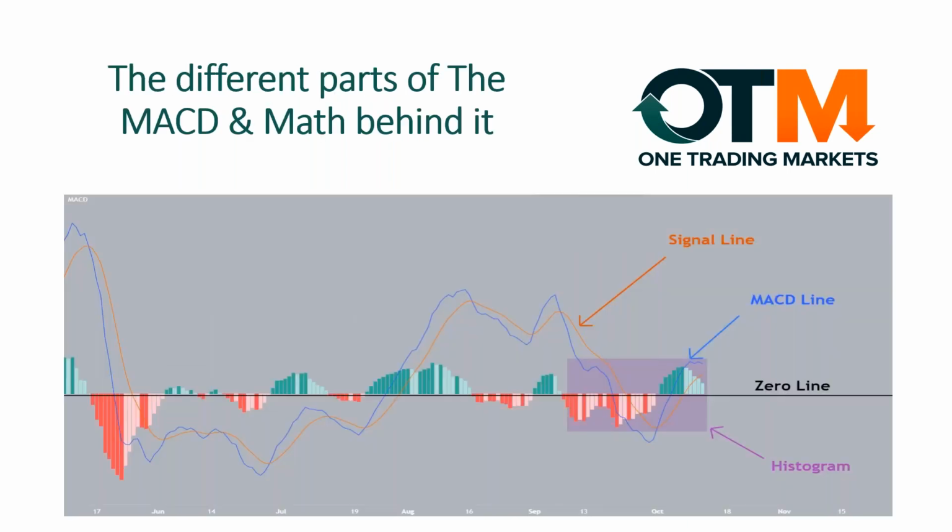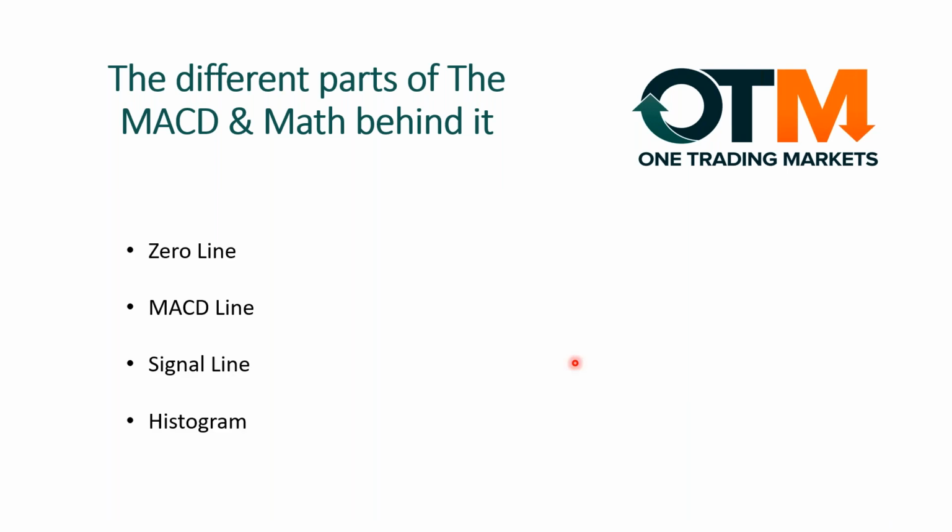So these are the different parts of the MACD indicator. The MACD indicator looks something like this. Let me get my laser pointer. So it looks something like this. We have four major parts for the MACD indicator. The first part is called the signal line. Then we have the MACD line. Then we have the zero line. Then we have the histogram. Are there any questions so far?